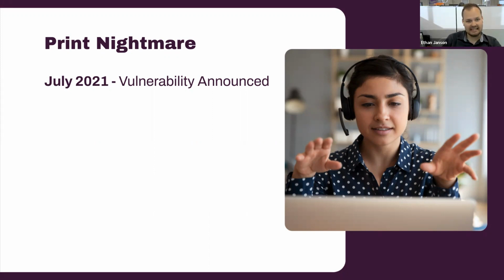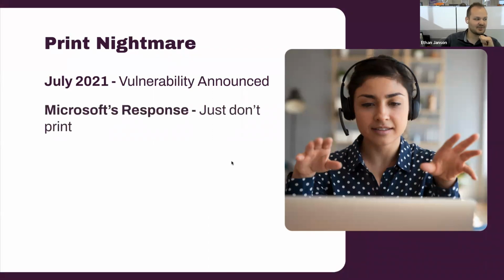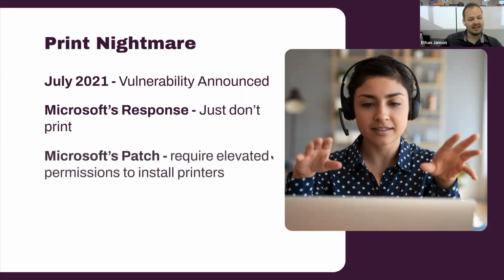And so it was a very easy attack vector. It was very accessible, right? So they announced this vulnerability in July. Basically, their first initial response was not great. Their first initial response was just don't print. Seems easy enough when you're Microsoft, I guess, but for the average company, printing is typically a need, right? It's hard to just stop printing one day.